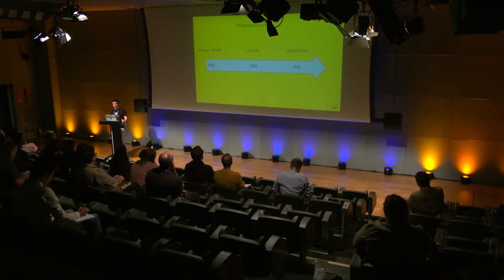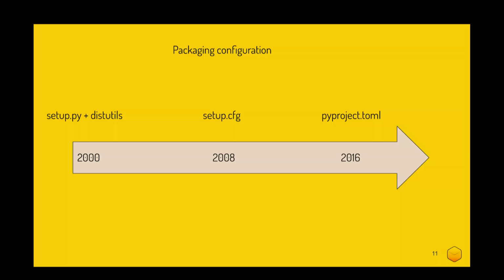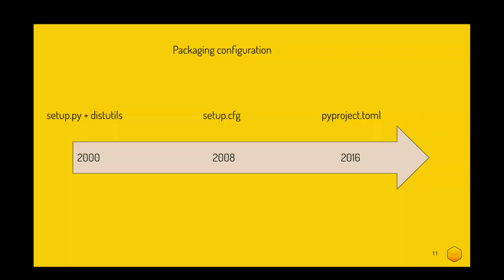So we know that all this stuff is very complex, but I think it will be nice to understand why it's so complicated and why there are so many tools and standards. And we will go back in history for a little while and understand how package configuration evolved in the Python world. So it started in 2000.